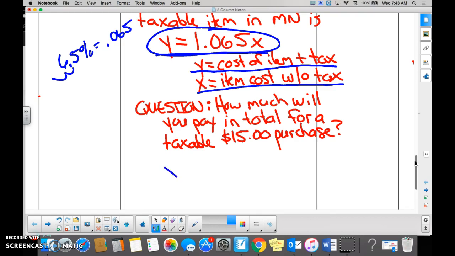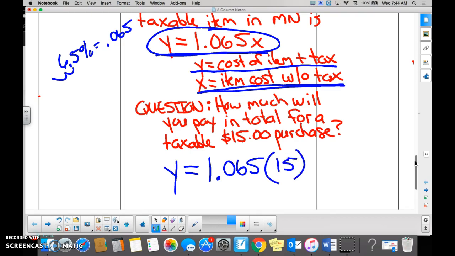The number that is spit out is y, which we don't know yet. The 1 represents the cost of your shirt because you bought a shirt for $15. So 15 times 1 would be 15. The 0.065 is going to be the tax part of the t-shirt. And the x, as we set up here, would be the cost of the item without tax, which was $15.